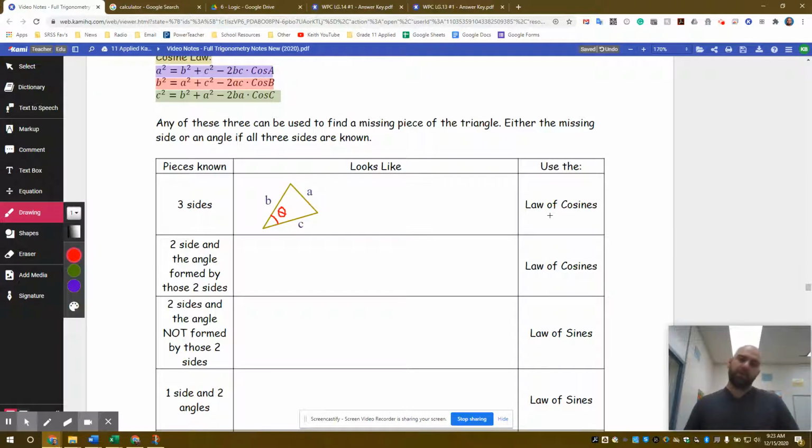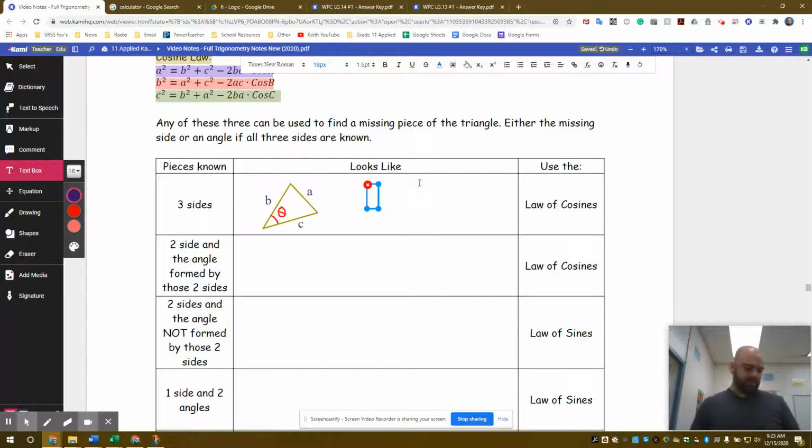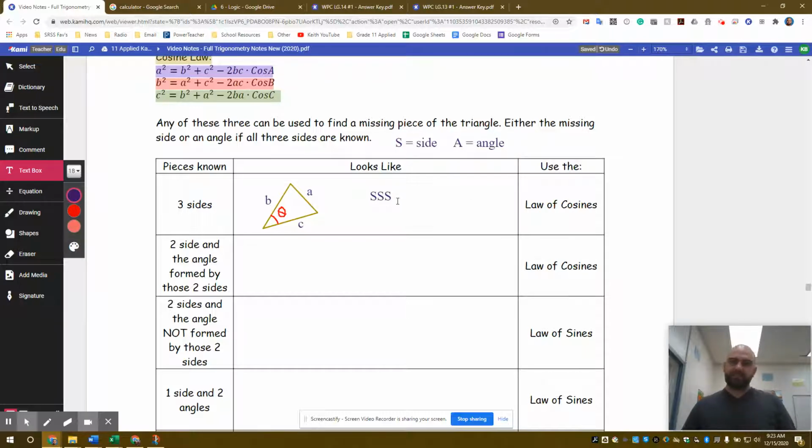This is a new one that we just looked at, but if we have all 3 sides, the only way we can solve for an angle is using law of cosines. We can think of this as being a side, side, side triangle. And I'm just going to put a little abbreviation here. S is equal to a side, and A is going to equal an angle. So in this case here, we have 3 sides to a triangle. So an SSS, we would use law of cosines every single time in that case.